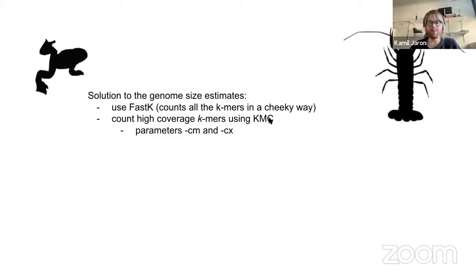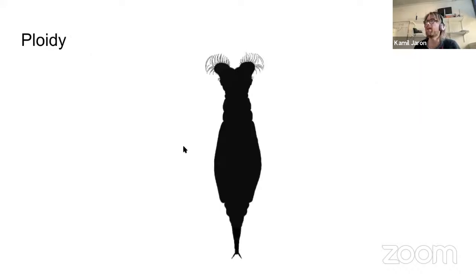If you use KMC and you have repetitive genomes, you will have to use parameters to just say, hey, calculate me all the very, very high numbers too. And it's a bit clumsy. I would say for very big genomes, you should use FastK anyway. It's faster. There are lots of funny problems with ploidy, you can see.